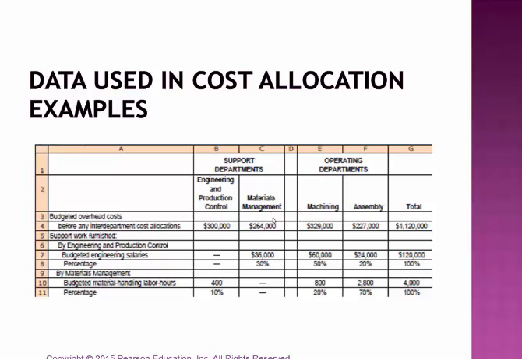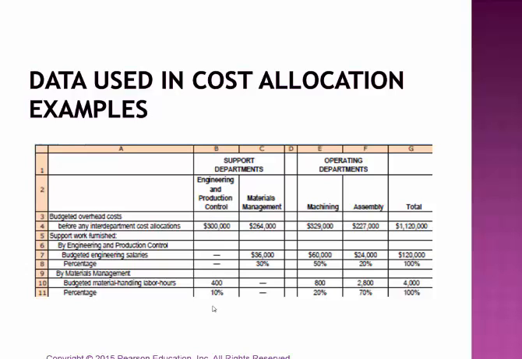And then materials management, 10% of their amount is going to be allocated to engineering and production control based on the fact that 400 material handling labor hours are used by engineering and production control of materials management's time. And again, that 400 is 10% of the total labor hours available from materials management, which is 4,000.